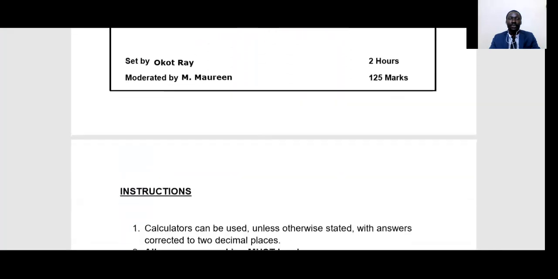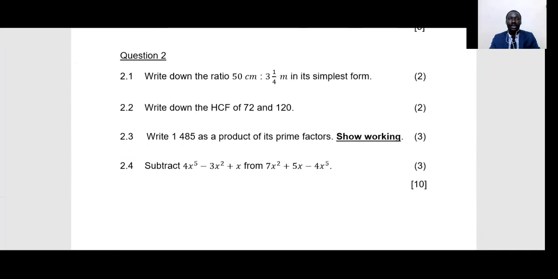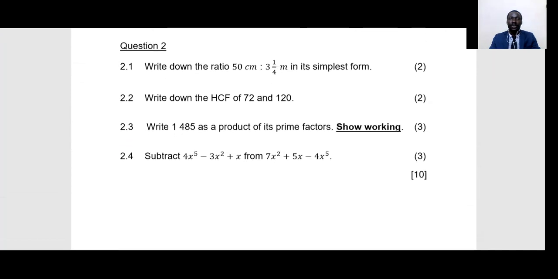Now question 2, as we will be seeing, is in section A, and it is requiring us to apply our knowledge of simplification, to make things simple. So right away, question 2 is right here, and question 2 is also divided into parts, up to 4 parts. The first question is that we write down this ratio of 50 centimeters to 3 and 1/4 meters in the simplest form.